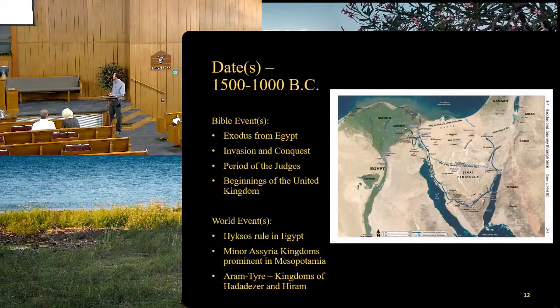Also, some other names that you'll recognize from the Bible as well in the Aram and Tyre area. Which is not on this map here, but the coast of Tyre is up in this area from where that map would be. You have kingdoms of Hadizar and Hiram, which is again a name that we see in the biblical text.